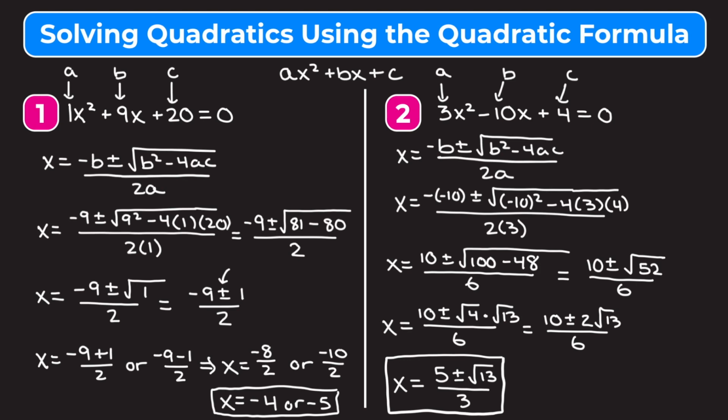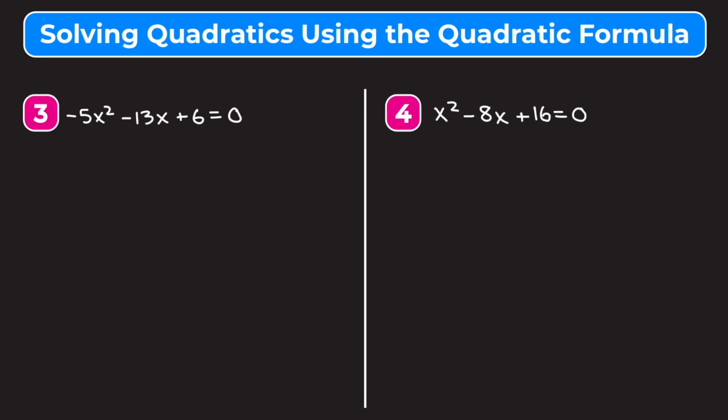Let's go through 2 more examples just to make sure we really understand this. For these last 2 examples, I encourage you to pause the video and try them on your own, and then you can unpause the video and watch me work through them to make sure that you've solved them correctly. So example 3 is negative 5x squared minus 13x plus 6 is equal to 0.